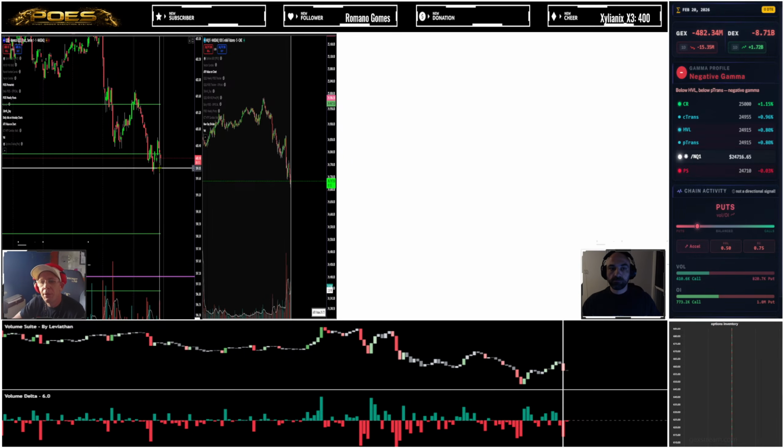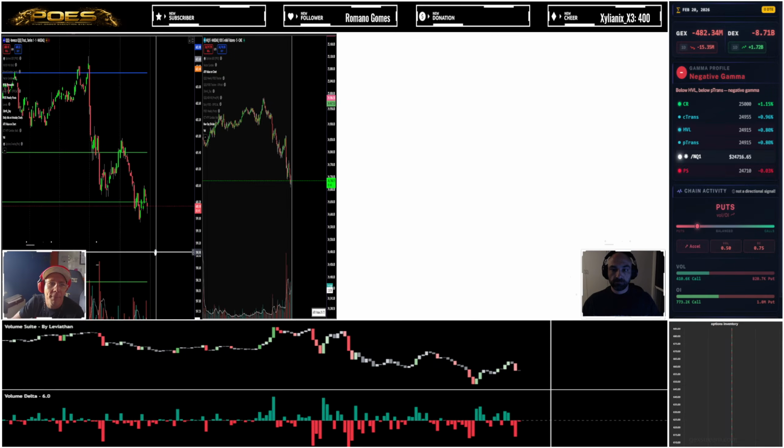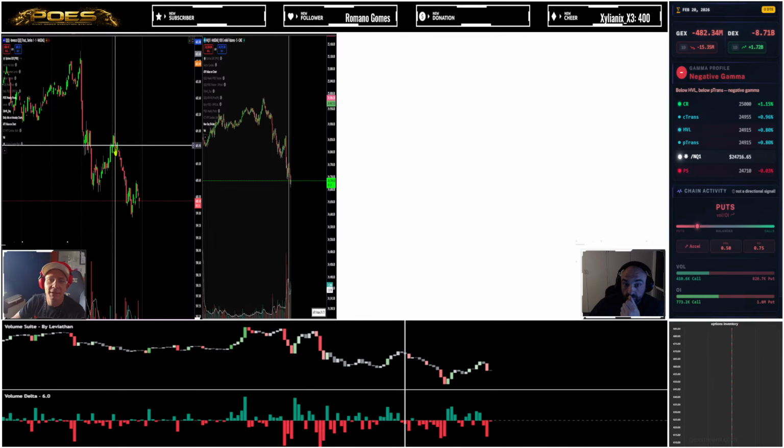2 minutes till the open, generally see something like this, potentially a pop out of it. The market is traditionally long, so yeah, I'd be looking for those long levels. Right, that's on the POES levels. Let's go have a look at our DEX today.